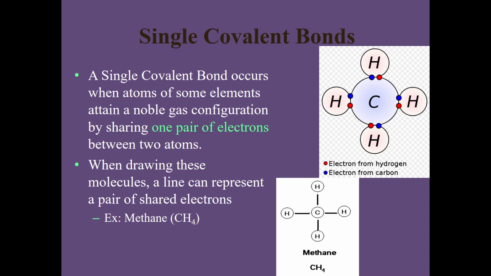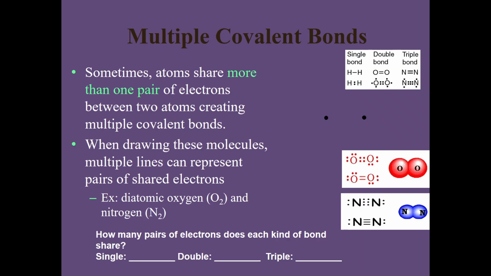So if you have a pair that's shared, you can replace it with a single line, so if you have 2 dots between them. Sometimes atoms share more than one pair of electrons between 2 atoms, creating multiple covalent bonds. When drawing these molecules, multiple lines can represent pairs of shared electrons. For example, diatomic oxygen, O2, and nitrogen have multiple bonds between them. For oxygen, it's a double covalent bond, whereas nitrogen is triple bonded.